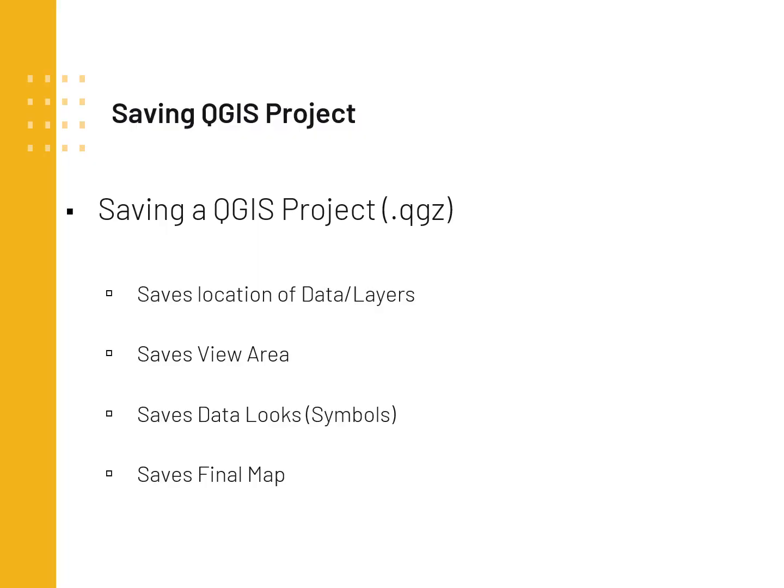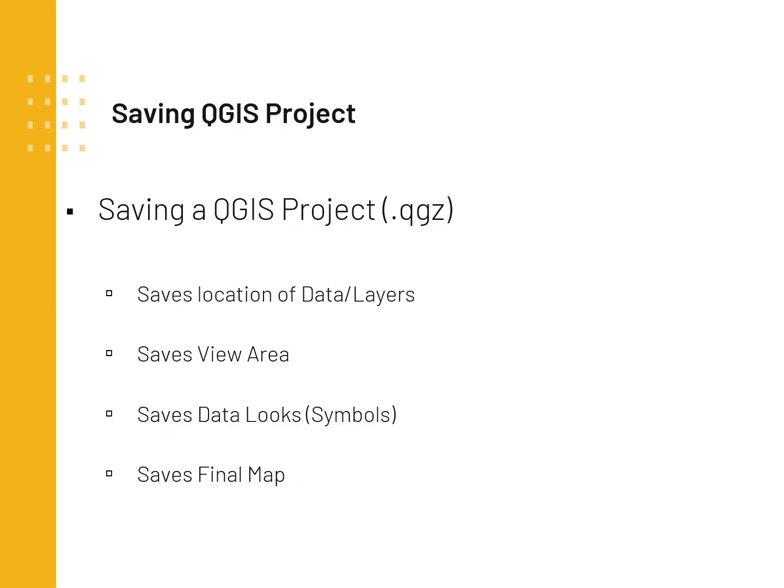Now we're ready to save our QGIS project. We're going to save the QGIS project, which has that .qgz extension. Be aware of what it's actually saving. It's going to save the location of the data or layers. Note, it's saving the location, not the data itself, which is why we were very conscious to put our datasets inside the same folder.